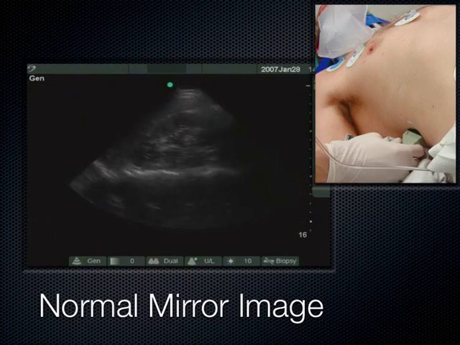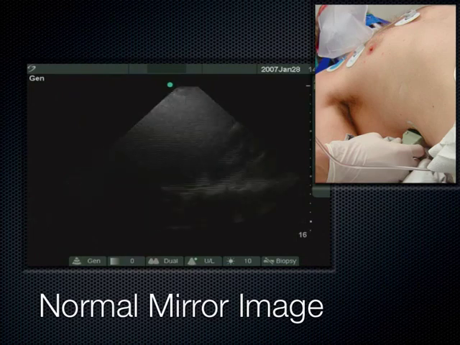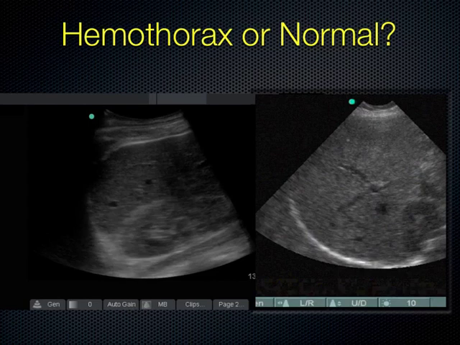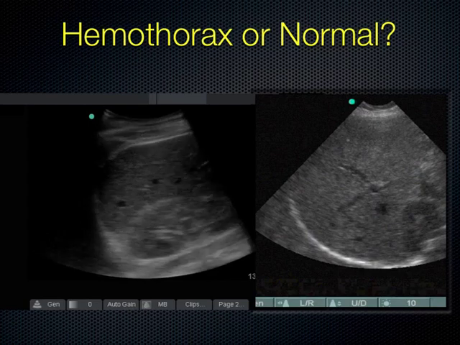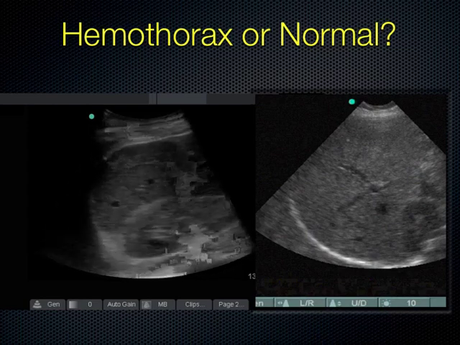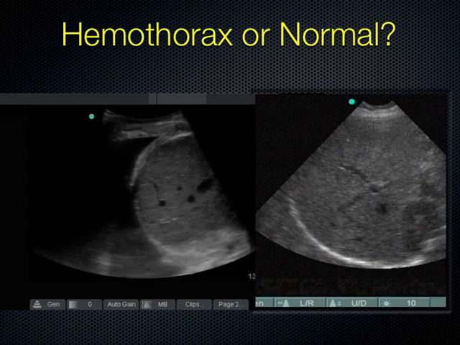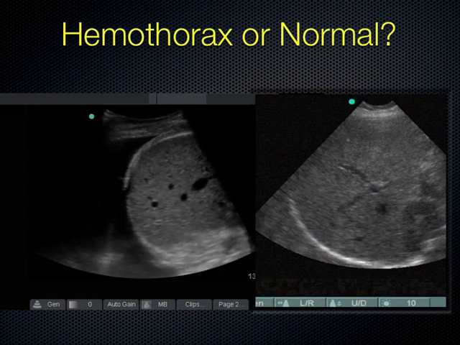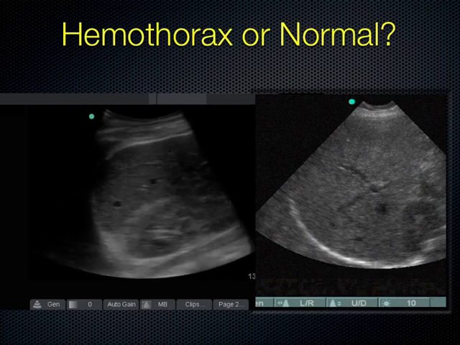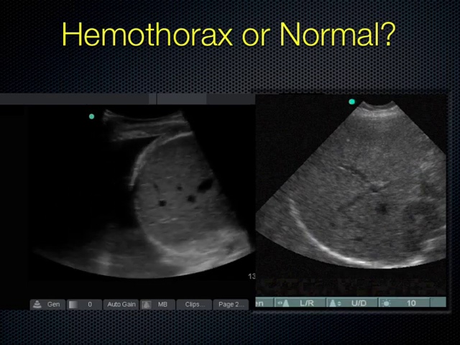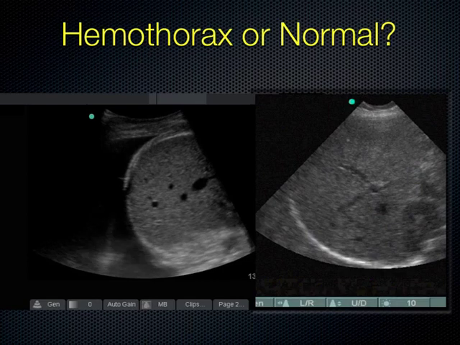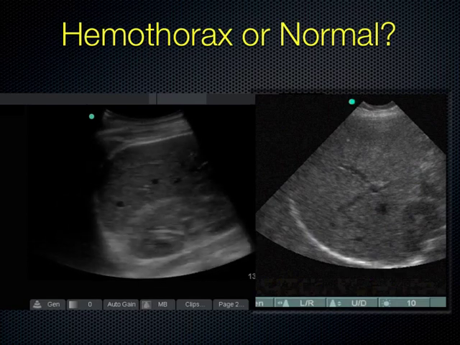Some settling of content. This is a hemothorax, so instead of just plain fluid, there are red blood cells in blood, and if they sit there long enough, they will settle out and the plasma comes to the top. So you have this gradient, which is what blood appears like. And on the other side, we have a mirror image. That's normal. That's an aerated lung with no fluid.